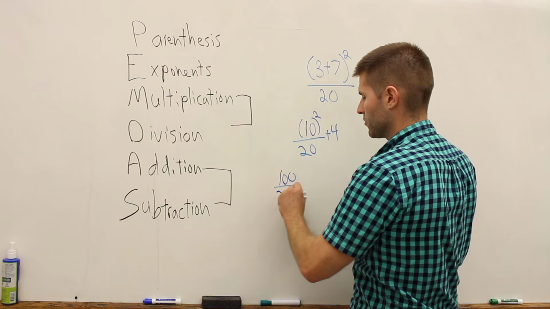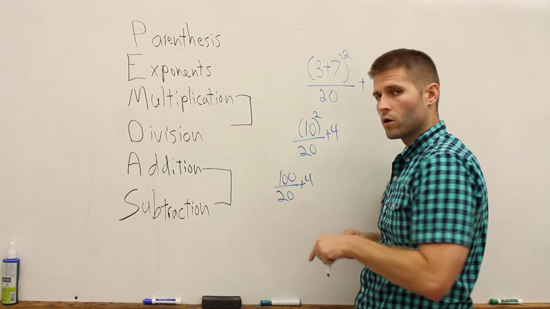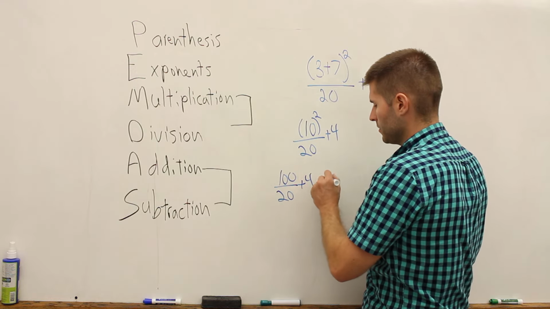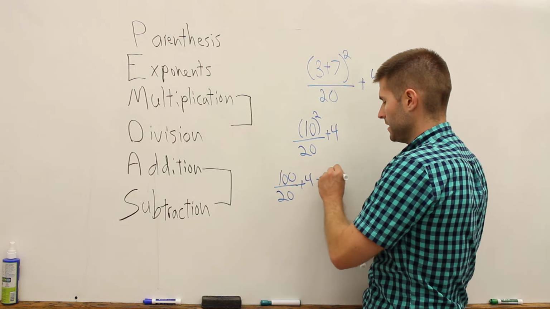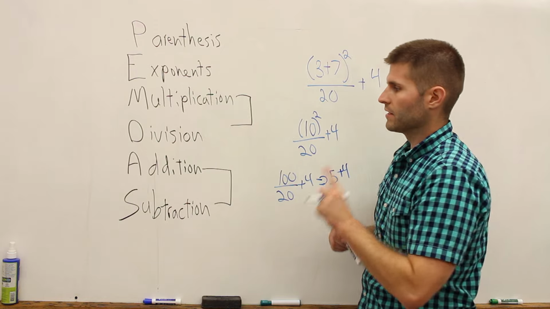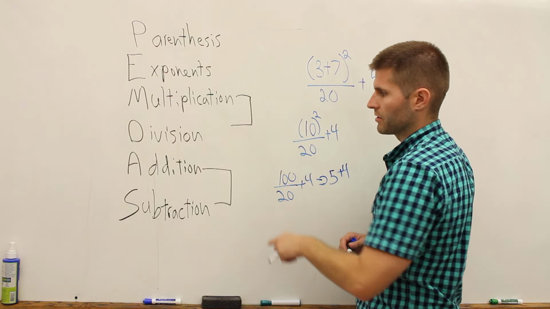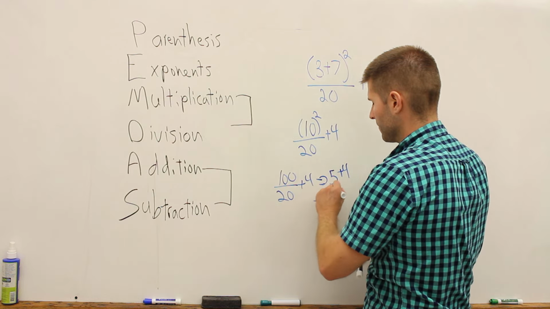We're going to divide that by 20 plus 4. Again, we didn't do anything to the 20 or the 4. Now we have a division, so I'm going to do a double arrow, which means next step. 100 divided by 20 is 5. And nothing again happened to the 4. And then the last in the PEMDAS application is going to be the addition. We have 5 plus 4, that equals 9.